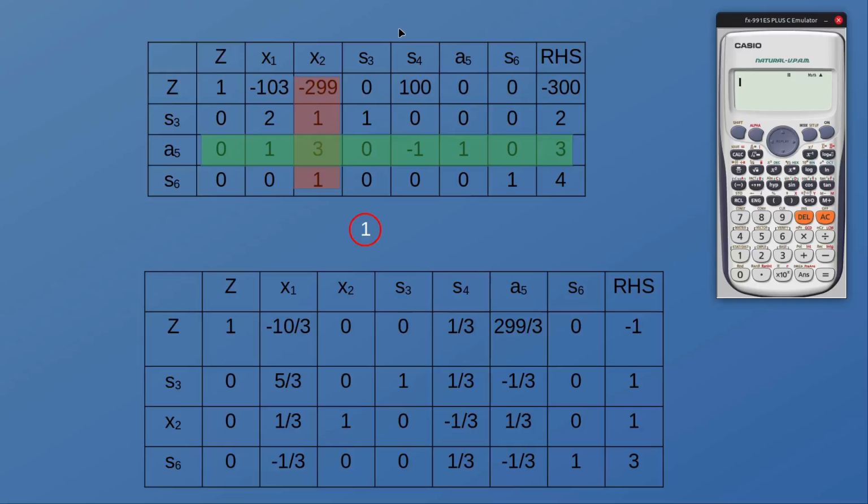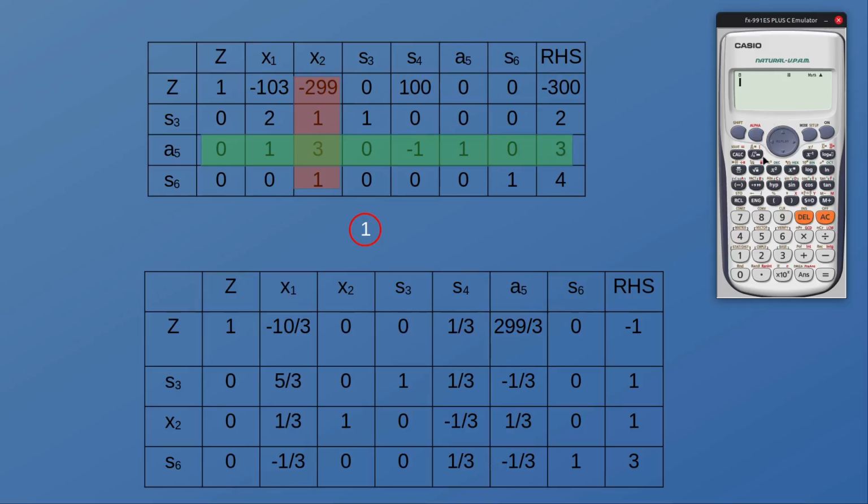Okay, I have my on-screen calculator now. Now let's get ahead with the calculations. So the first operation is going to be row 1 plus 299 divided by 3 into row 3. Okay, so let's get ahead and do it.